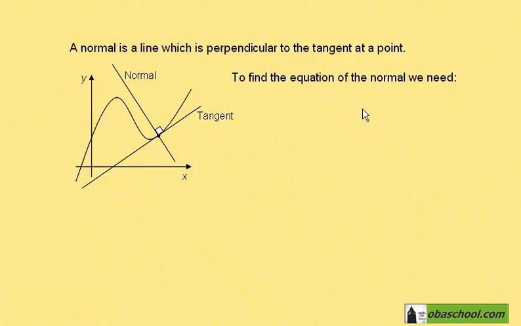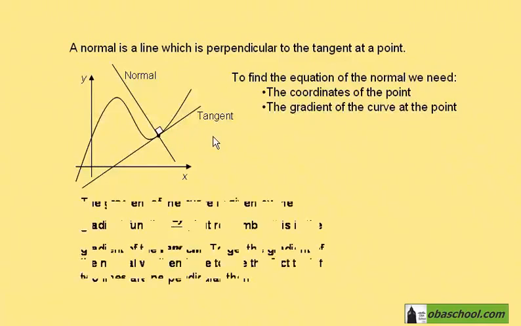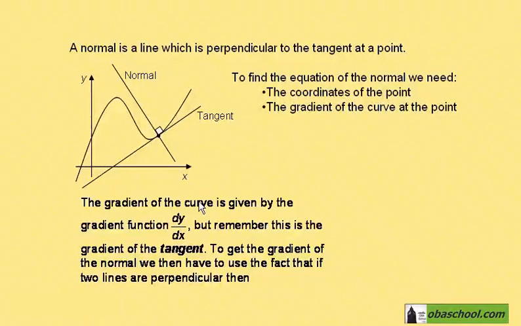To find the equation of the normal, we need the coordinates of the point, and the gradient of the curve at the point. The gradient of the curve is given by the gradient function dy/dx. But remember, this is the gradient of the tangent. So dy/dx gives us the gradient of the tangent.